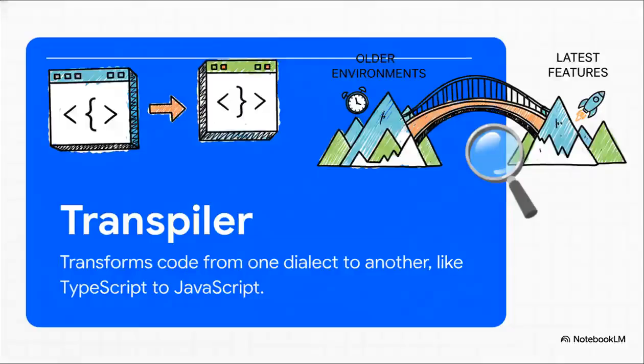To keep everything reliable at an enterprise scale, Angular leans on TypeScript, which acts as a transpiler. It essentially transforms modern syntax into universally compatible JavaScript. This is huge because it lets us use the absolute latest features, while gracefully bridging the JavaScript feature gap for older environments. It's really the bedrock of Angular's maintainability.